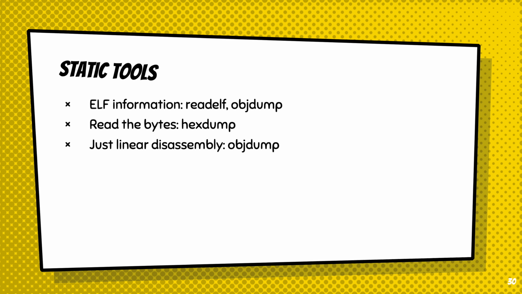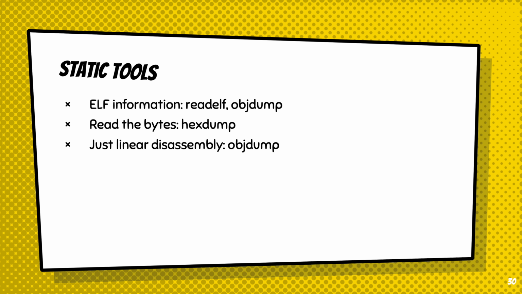So I like to divide all different kinds of reverse engineering tools into three categories: static tools, dynamic tools, and hybrid tools. Static tools are those tools that will read a binary statically without running or executing it. I usually just use readelf and objdump to read the information about the ELF binary.